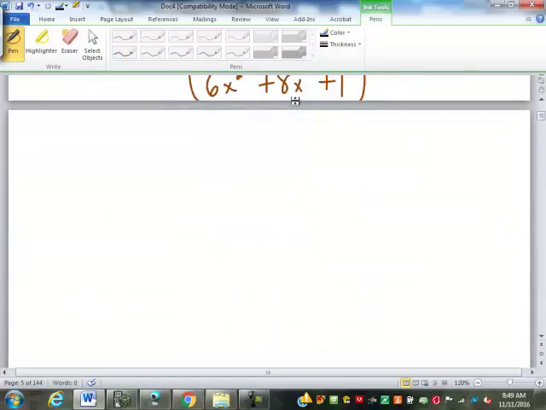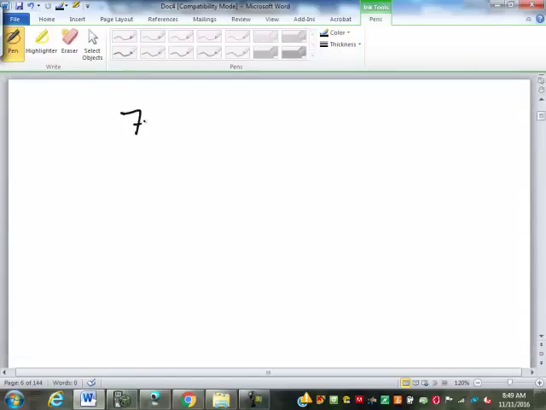Let's multiply. We looked at some of these before. 7x times 3x. We multiply the counts. 7 times 3 is 21. X times x is x squared.